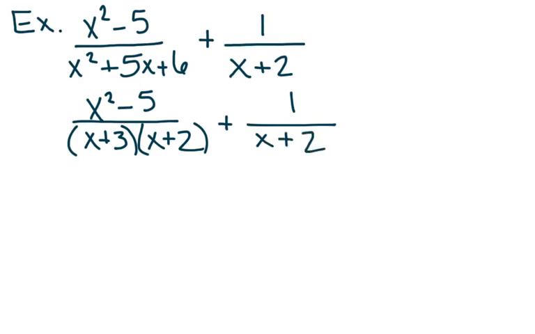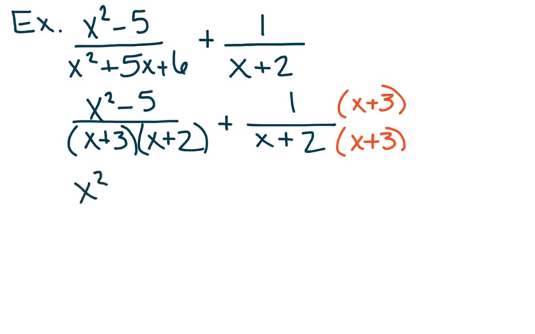With the other fraction, there wasn't anything that I could factor, so this is factored completely. I'm looking for what I need to make the two denominators exactly the same. The first fraction has x plus 3 and x plus 2, so it has everything that the second fraction has. The second fraction is lacking the x plus 3, so that's what we're going to multiply to the top and bottom. Let me rewrite what I have.